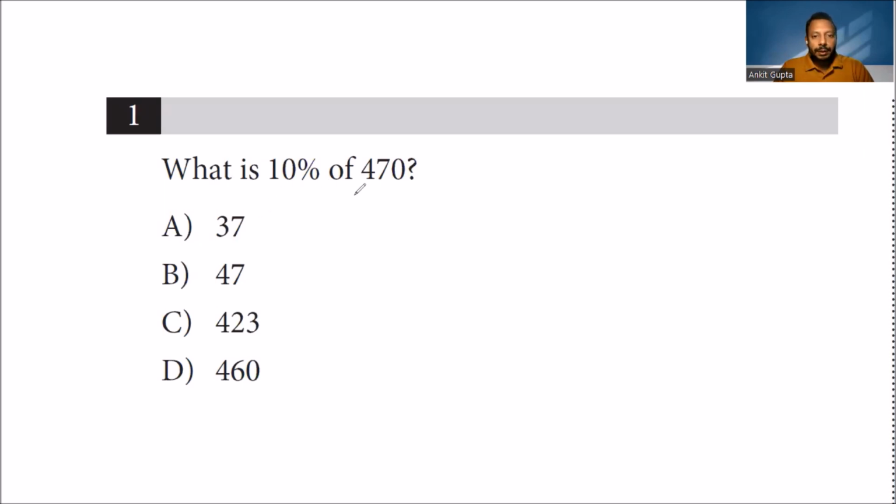So what is 10% of 470? We need to find 10% of 470. That means we need to find 10 by 100 into 470. So 10 will cancel out, this 0 will cancel out, and we'll be left with 47. So the answer will be option number B.